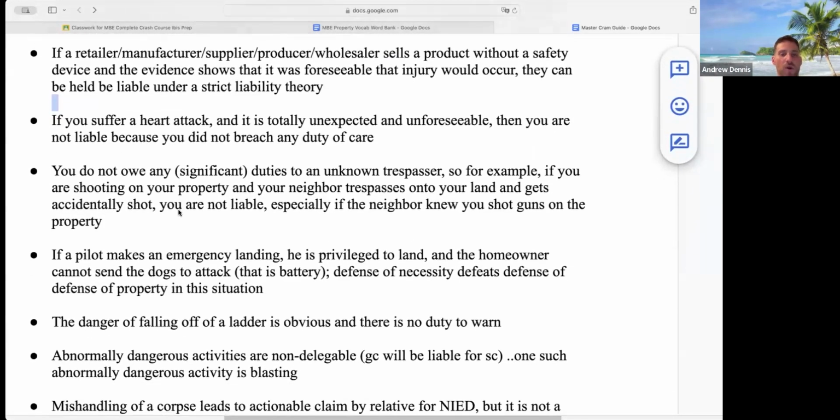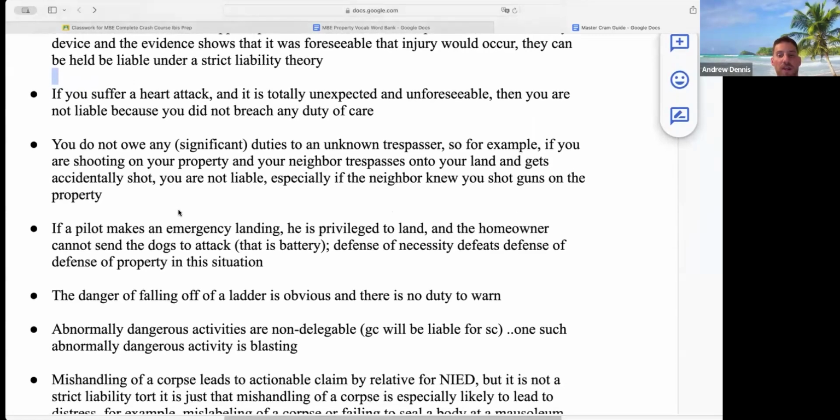You do not owe any significant duties to an unknown trespasser. So for example, if you're shooting on your property, and your neighbor trespasses onto your land and gets accidentally shot, you're not liable, especially if the neighbor knew you shot guns on the property. If a pilot makes an emergency landing, he's privileged to land, and the homeowner cannot send the dogs to attack. That's battery. Defense of necessity defeats defense of property in this situation.